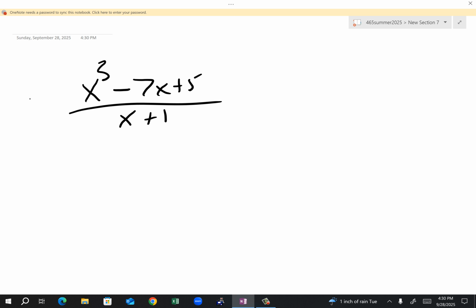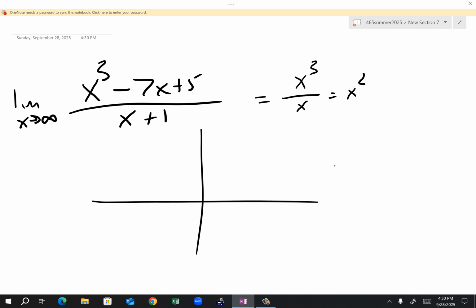Now, some of these are just obvious. What if it was x cubed minus 7x plus 5 over x plus 1? What is the limit as x approaches infinity? Well, the top is getting huge, really fast. In other words, it's really just x cubed over x, which is really just x squared. As I go in this direction, I should expect it to go up and act like a parabola. That is, I should expect it to be going to infinity. And ditto, going the other direction.